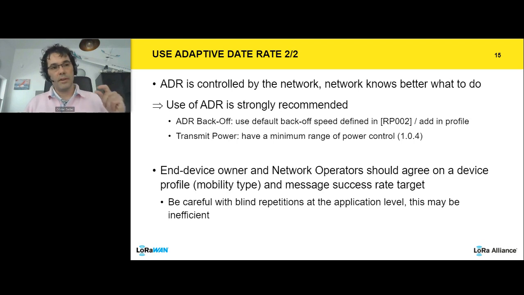Last on this slide, I would like to emphasize the contract and the commitment from the network operator to the end device owner for a certain success rate of the message delivery. And as a result, you need to be careful if you implement blind repetition. That's not recommended at the application level, because this may be inefficient. If the network is trying to optimize for, say, 95% message success rate, it's really a waste of power to repeat at the application level each piece of data to be sure that it's going to be received. It's much better in that situation to do acknowledgements either at the network level, at the protocol level, or at the application level.